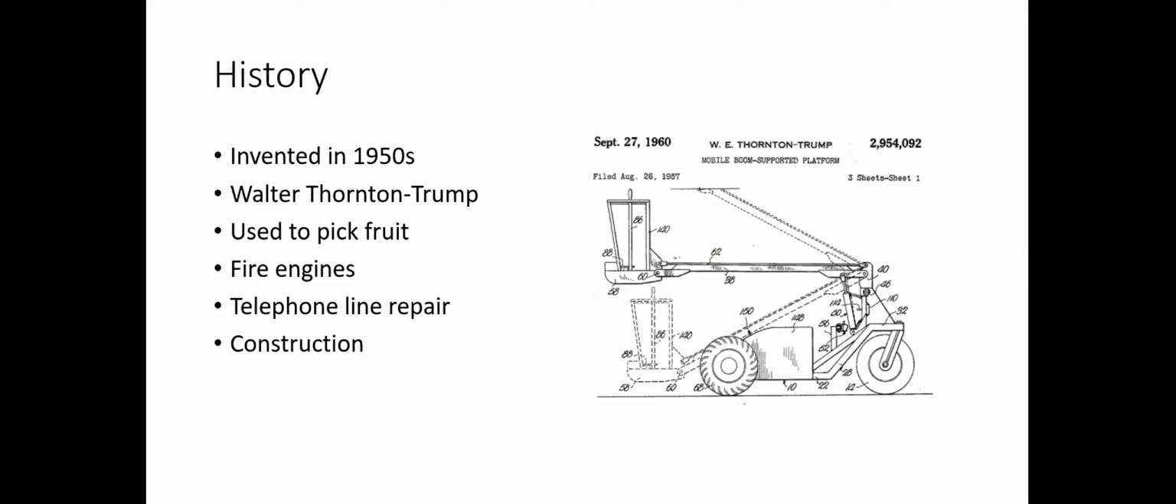This type of machine was invented in the 1950s by a guy named Walter Thornton Trump, and he just wanted an easier way to lift things. It started out, a lot of people used it to pick fruit because it was easier than climbing up a ladder with a fruit basket. You could just sit in there and go up and down easily. Then it moved into fire engines. It was easier for them to go up and down and fight the fires than have to climb the ladder. It went to telephone line repair, and now it's widely used in construction.